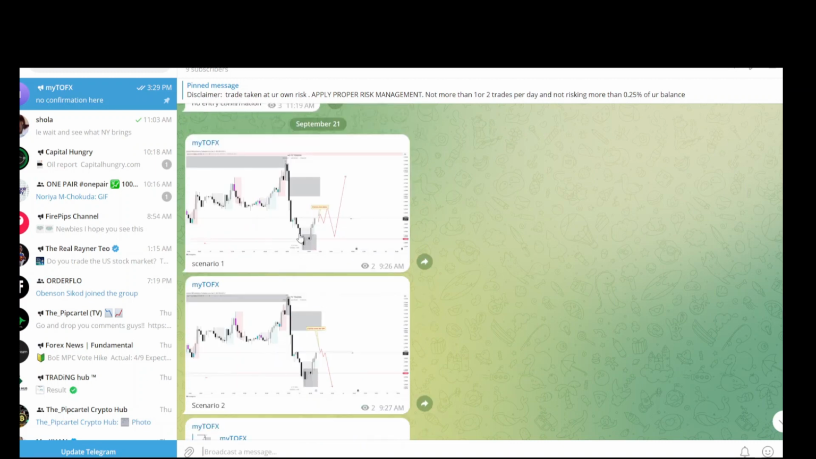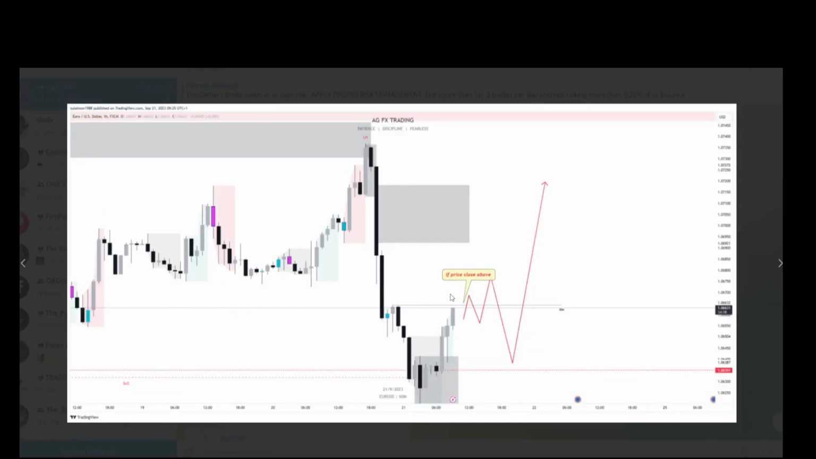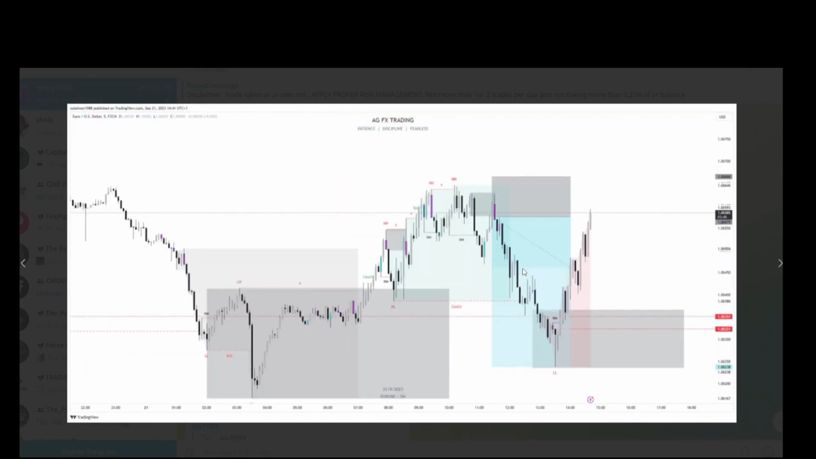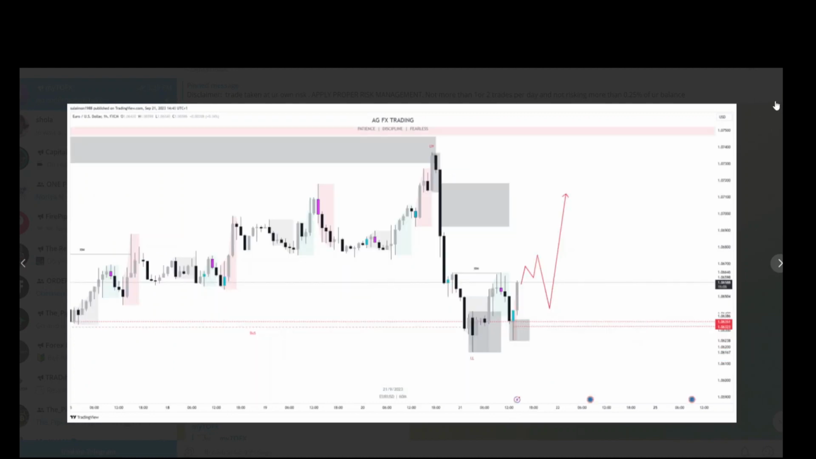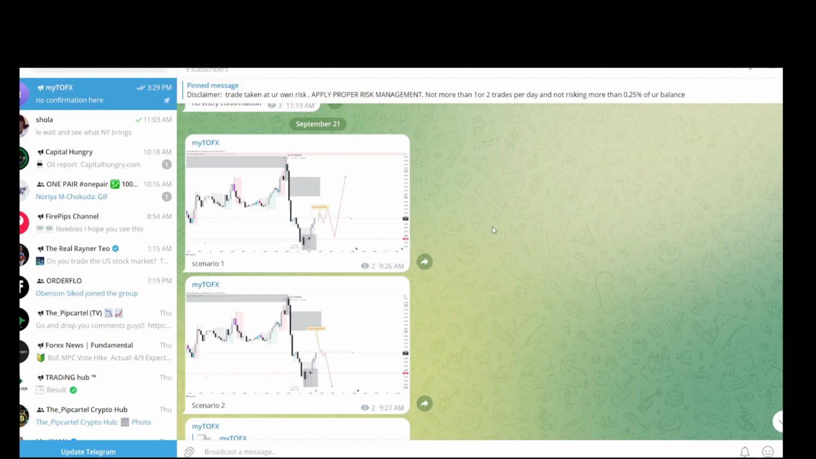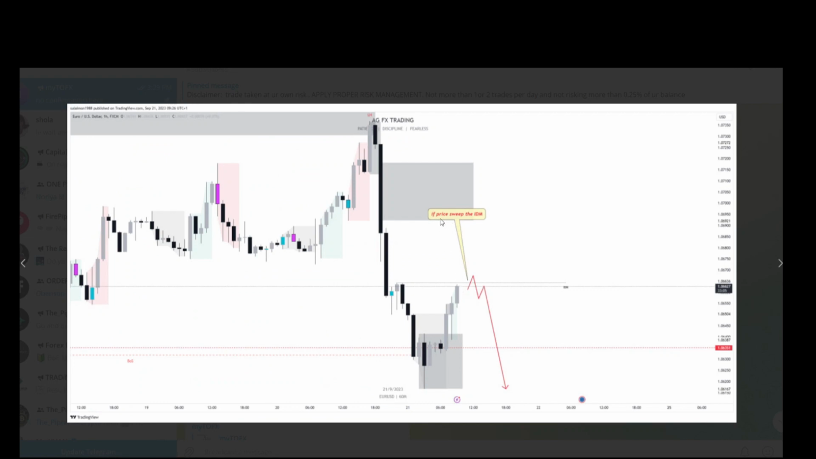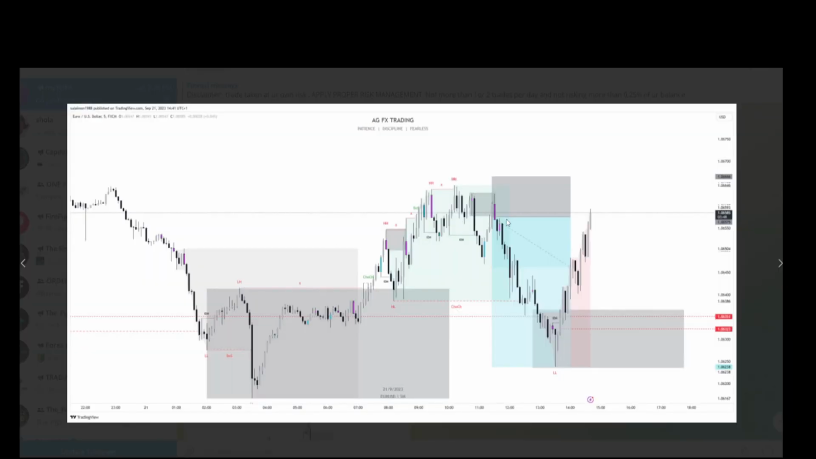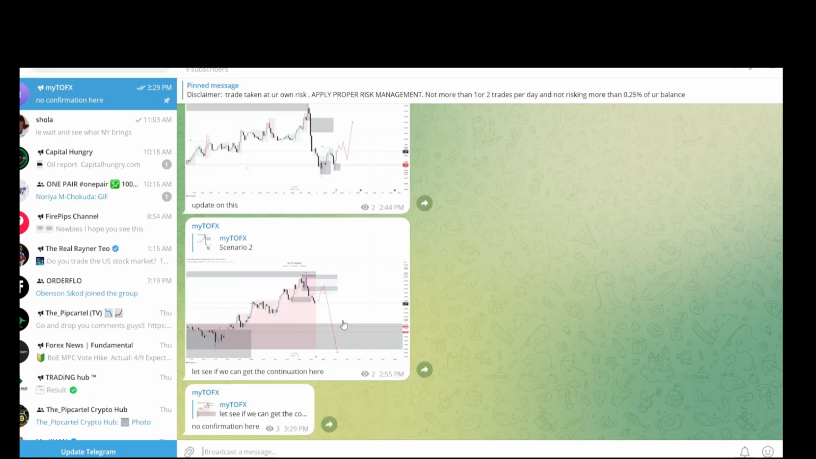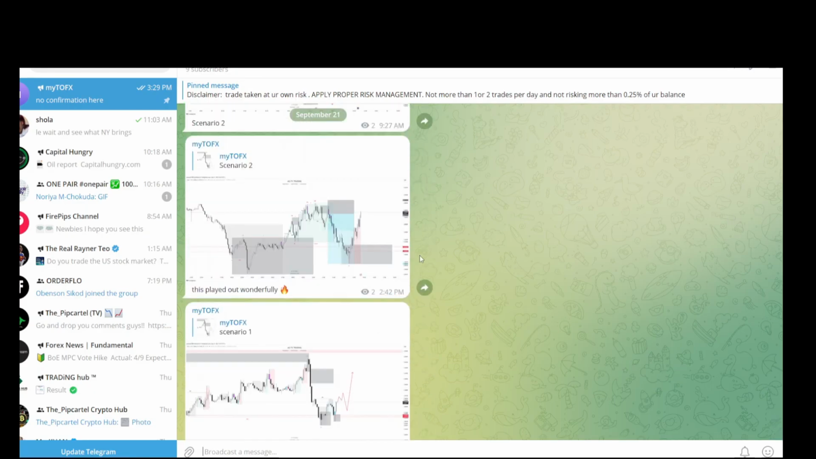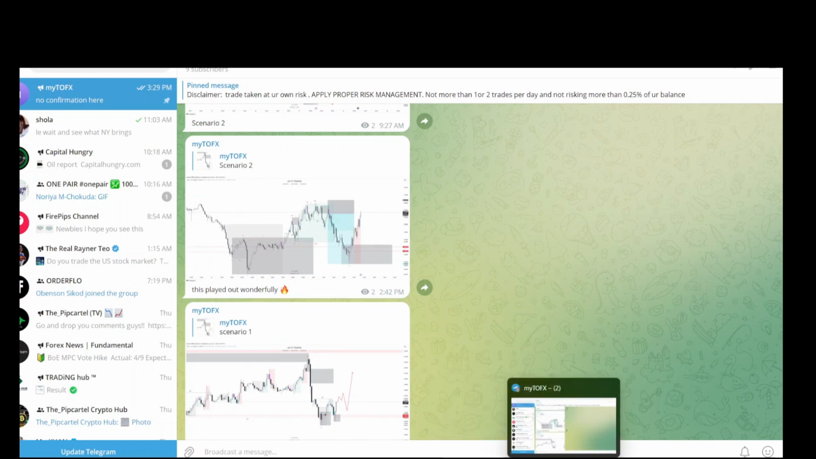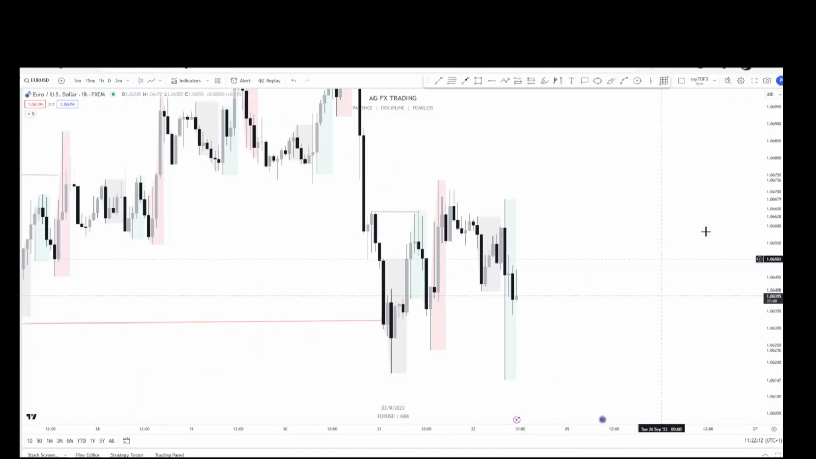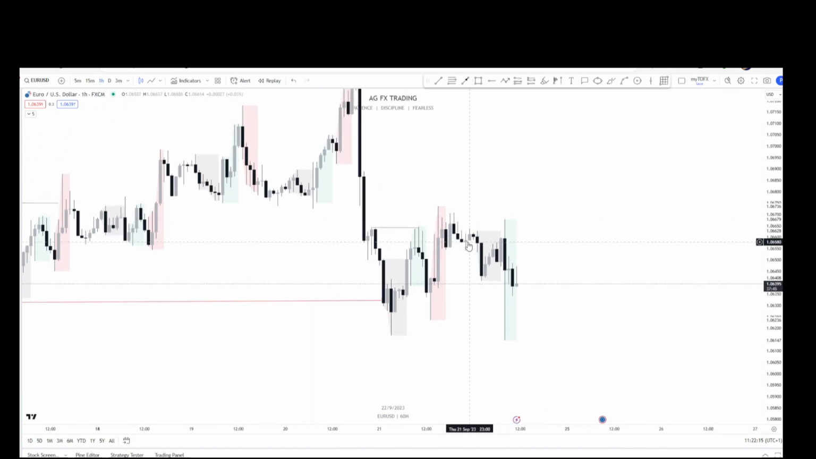As you can see right here, I shared the idea. I said if price close above, I'm looking for buy to the extreme. Then the other idea was if we get a sweep, and I said if price sweep this inducement, then I'm looking for sell. As we can see yesterday, price swept, then we got a sell, so we got a nice sell from there.